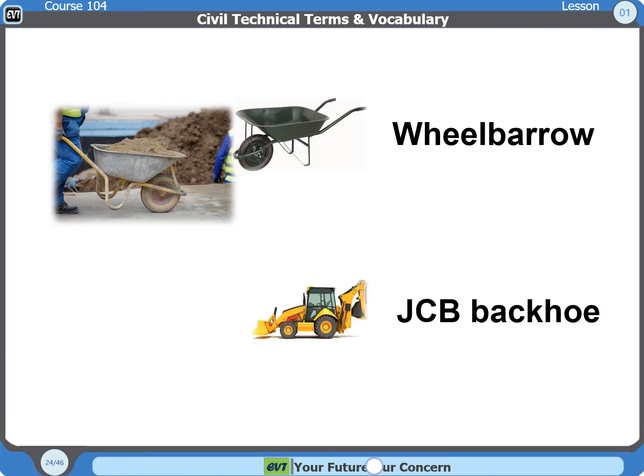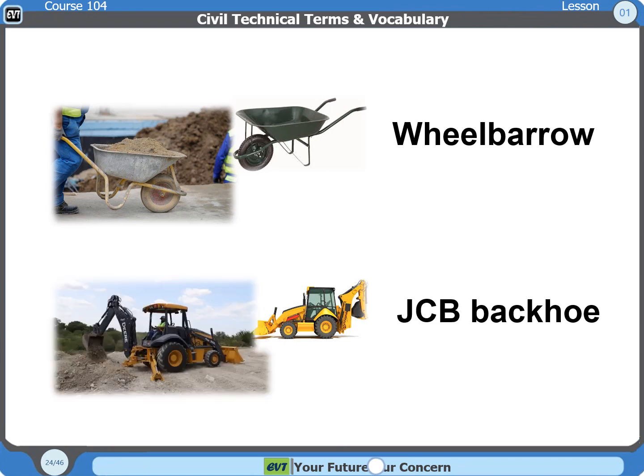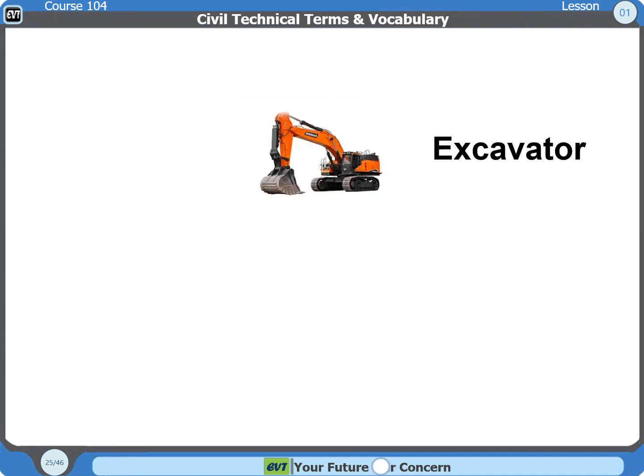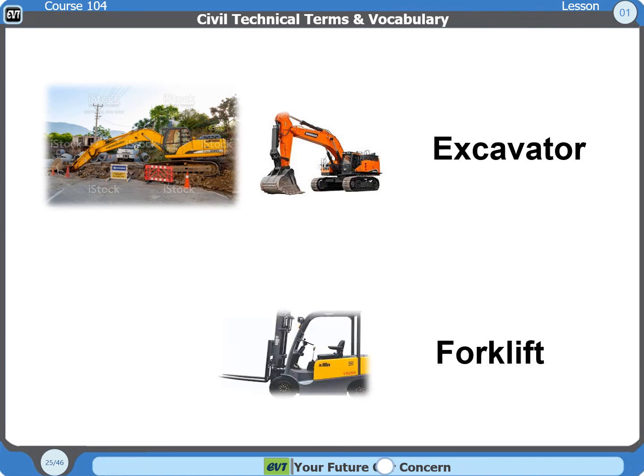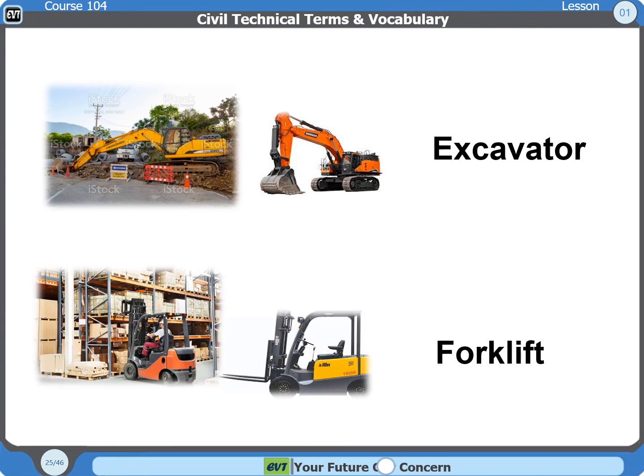We have JCB backhoe. JCB backhoe used for excavating, moving loads and materials, and several other projects. We have excavator. Excavator used to excavate the earth up to 50 depth. We have forklifts, used to lift and transport materials.